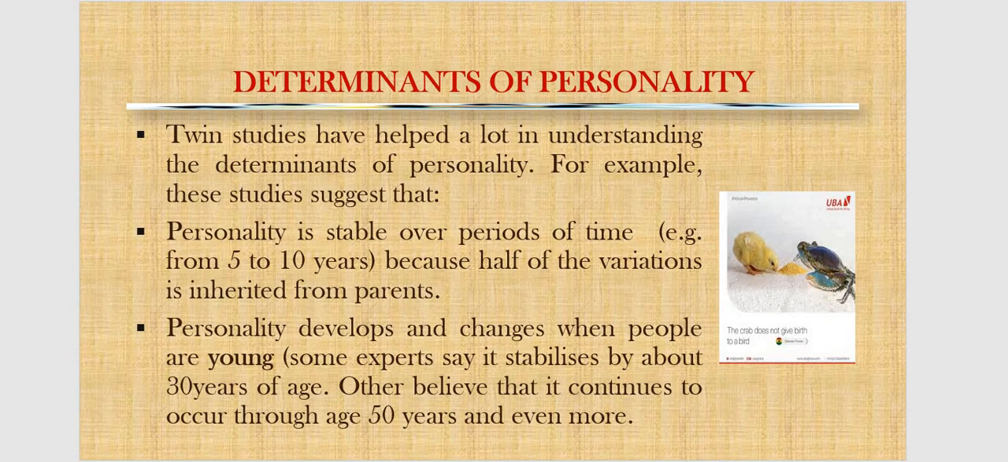That is determinants of personality. We are still on this slide, and here we say personality is stable over periods of time. Example, from 5 to 10 years, because half of the variations is inherited from parents. So from this view, we are saying personality is stable from 5 to 10 years. I hope you get that. Then it also changes from 30 years of age, or sometimes even more than 50. And so here we are saying your whole personality is stable in between this age. And when you get to 30, your 50s and your 60s, that is where your personality also changes. And so that is also part of the determinants of personality.